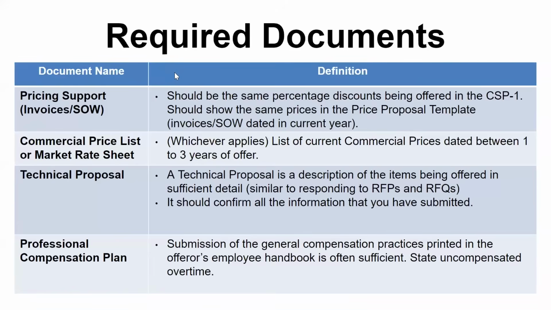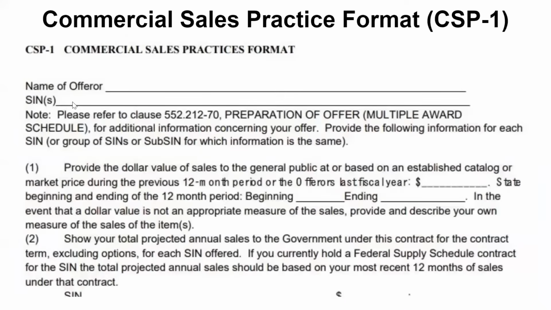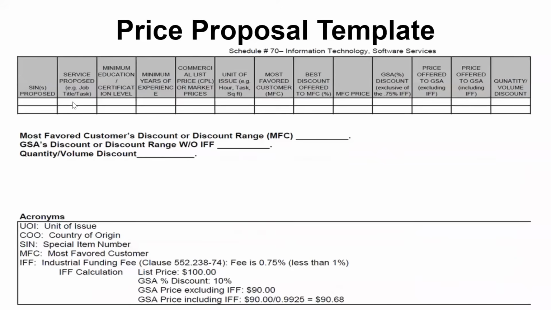And so now we're going to go through your pricing support document, your commercial price list. I'm going to take those because there's a point that I wanted to make. When you submit your CSP1, which we talked about in our previous slide, that outlines your commercial sales, as Brian and Michelle so eloquently explained to us. Then you have your price proposal template, and it outlines what your most favored customer pricing is. And so you're giving all of this information.